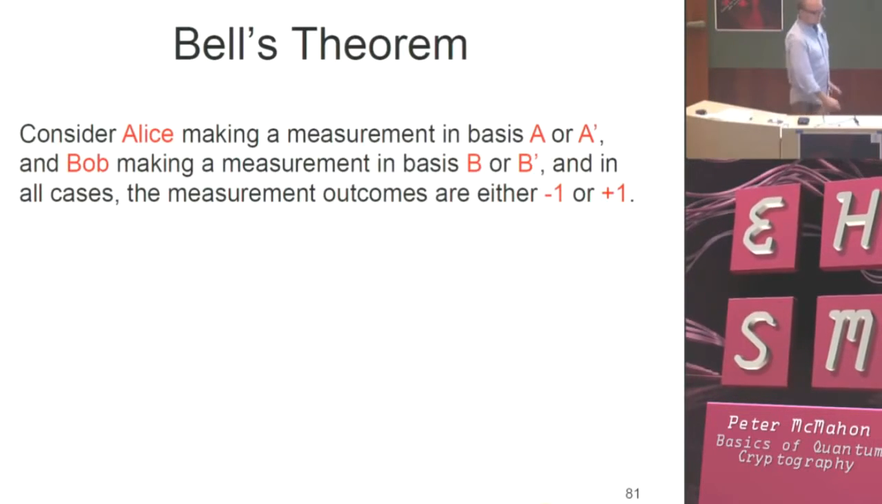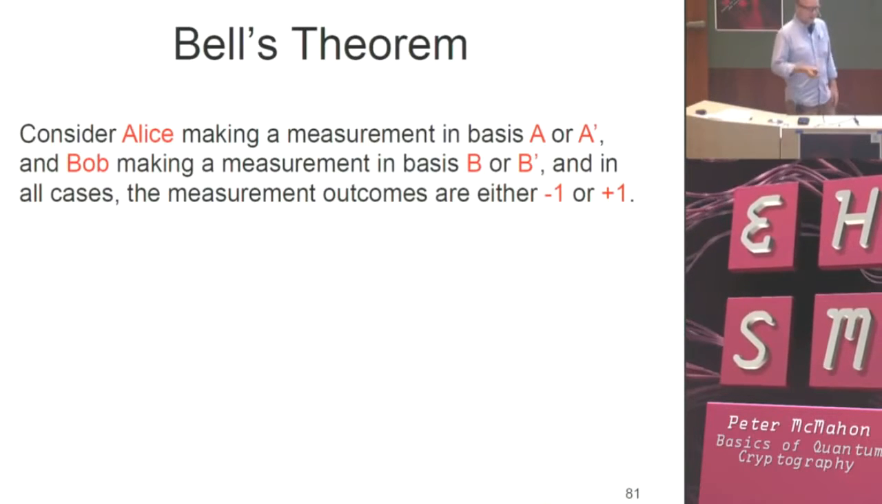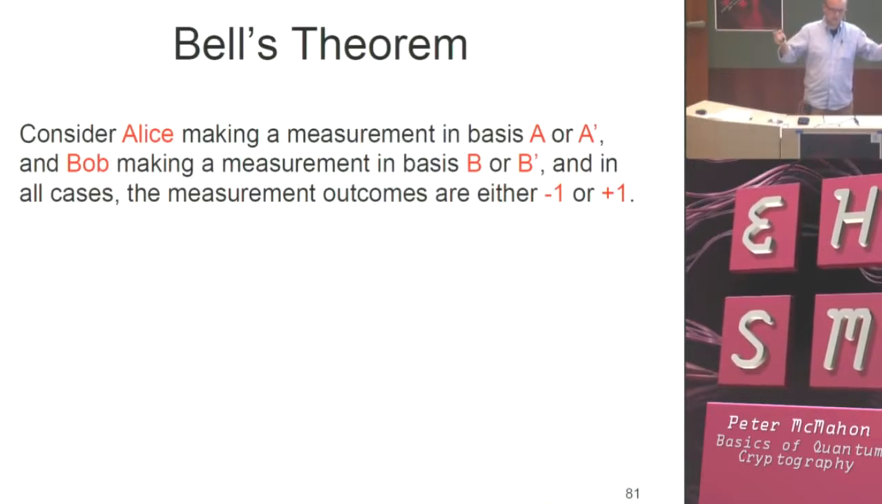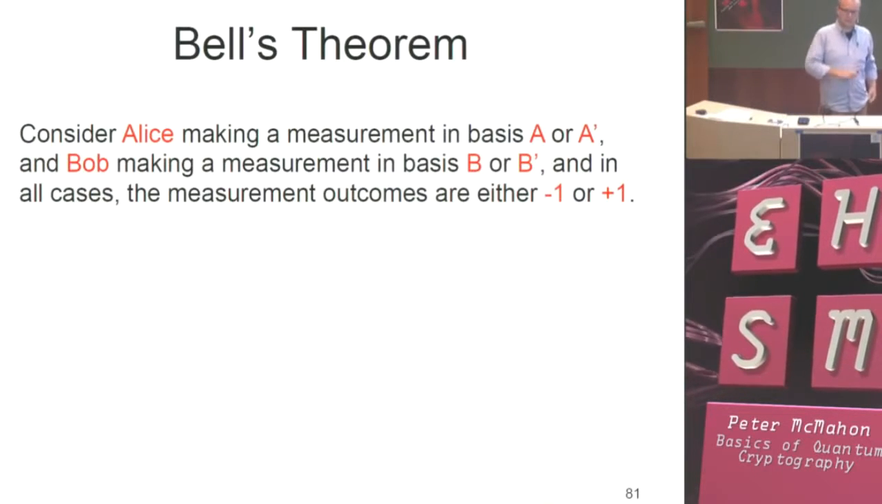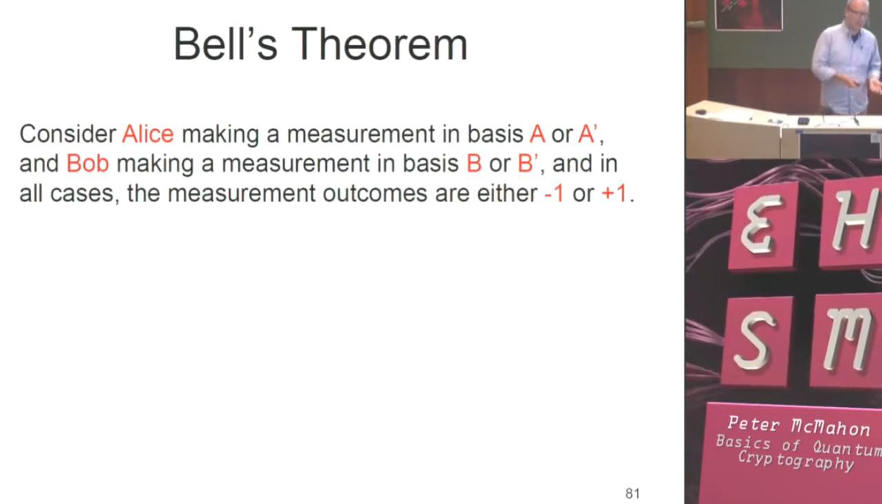So consider that we have two parties, Alice and Bob, and you send a state to Alice and Bob, some two-particle state, and Alice can make a measurement on the particle that she receives in either the basis A or A prime, and Bob can choose to make a measurement on the particle he receives in either basis B or B prime.